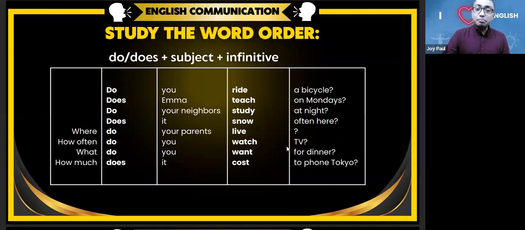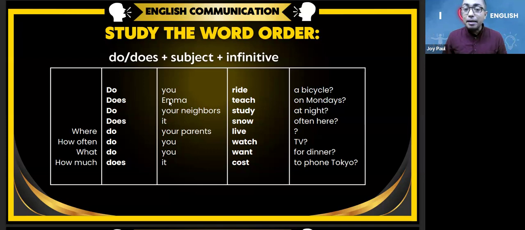Let's see a few examples. Do or does plus subject plus infinitive. Forget about all these things, let's focus over here, and you can easily understand. Do you ride a bicycle? Now, say if I say you ride a bicycle, how to create the question sentence? Just add do before. Now, why are you using do? Because of your subject, first person, second person. Based on your subject, you have to write do or does this way. So, do you ride a bicycle?